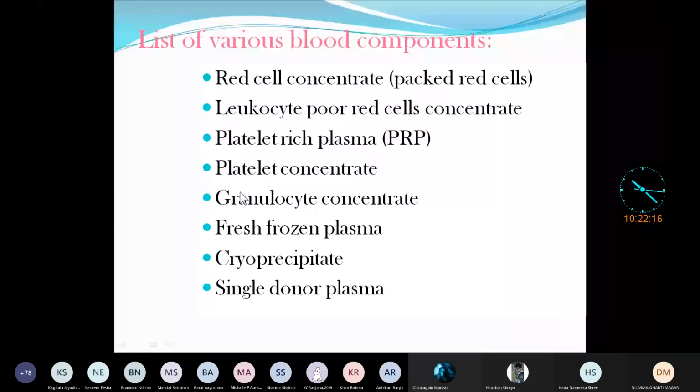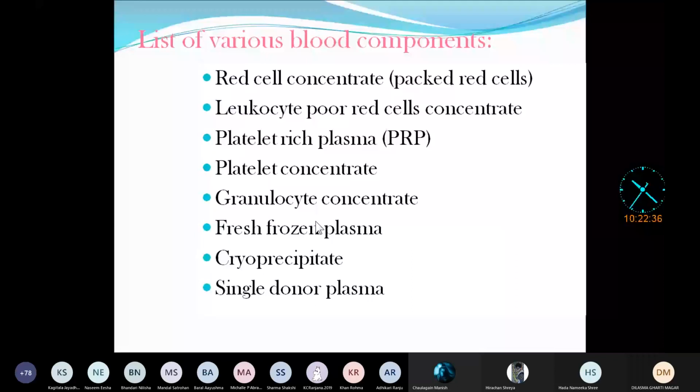And then the granulocyte concentrate is also there. Granulocyte concentrate means here we are mainly transferring the WBCs, isn't it? So granulocyte concentrate can be given in case of neutropenia or aplastic anemia, all those people who can have infection. So granulocyte concentrate is there.